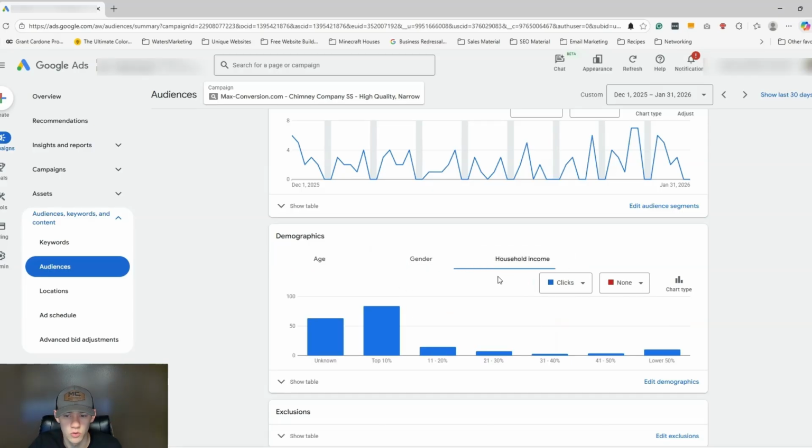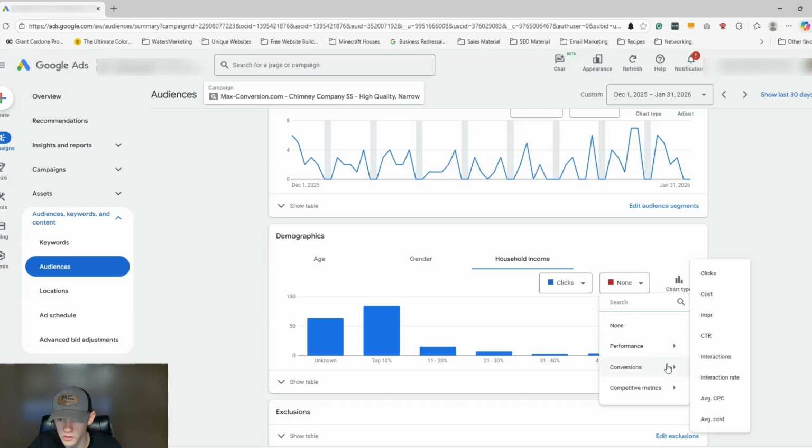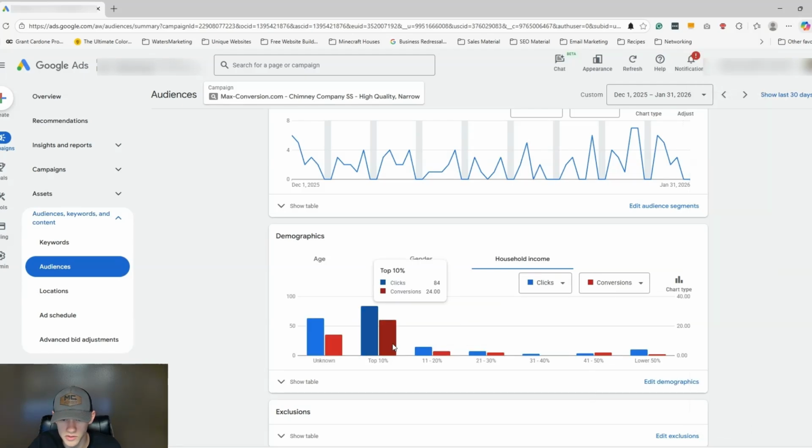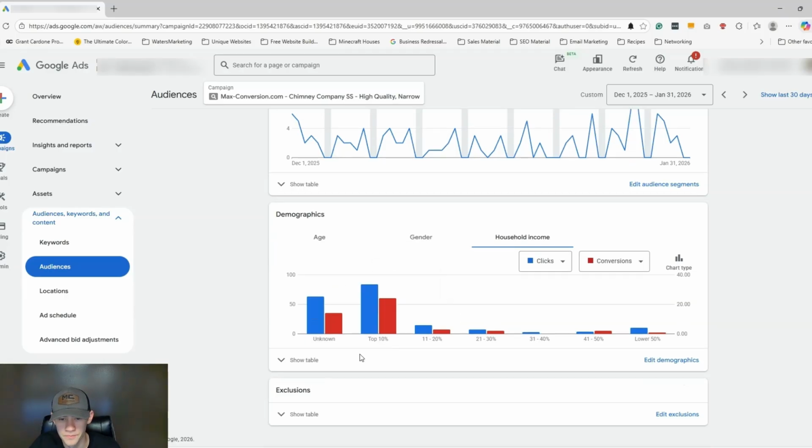We don't have any gender or household income restrictions. You can see here that most of our conversions do come through the top 10%. So that's a big thing with chimneys as well, right?